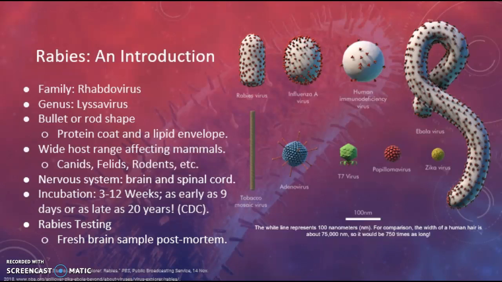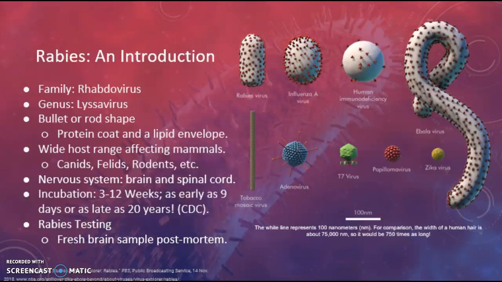Within this group, viruses with a distinct bullet shape are classified in the Rhabdoviridae family, which includes at least 3 genera of animal viruses, including the Lyssavirus, which is the genus for the rabies virus. The rabies virus can affect a wide host of mammals, including but not limited to dogs, cats, rodents, and bats. The virus affects the nervous system, which includes the brain and the spinal cord.